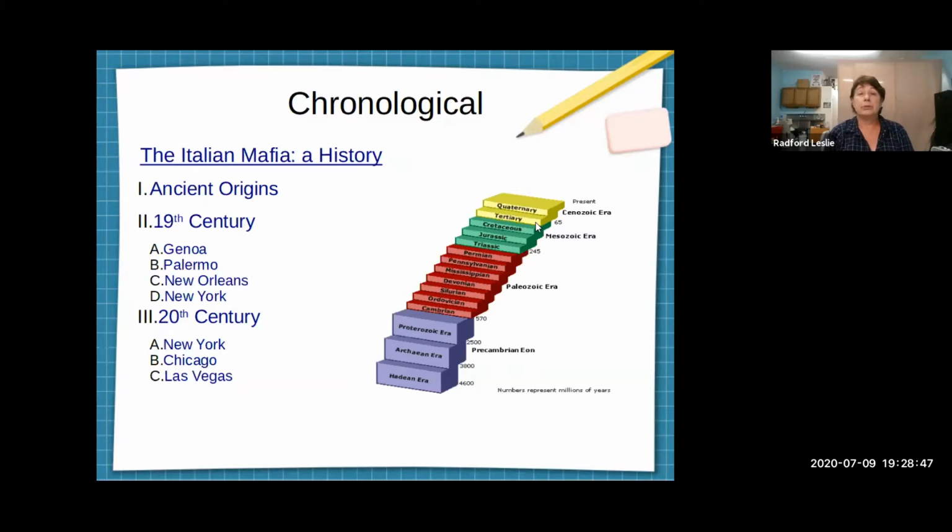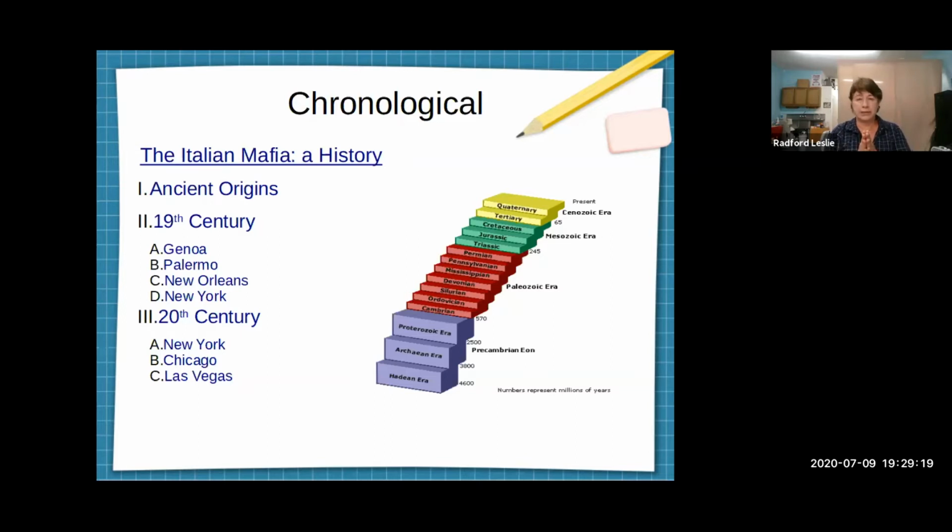You can use a chronological pattern. In other words, in time order. So for instance, here I have a history of the Italian mafia. And I have three categories, starting with the oldest, the ancient origins, then the 19th century, then the 20th century. On the right, you see archaeological eras, and you can discuss each of them in time order.